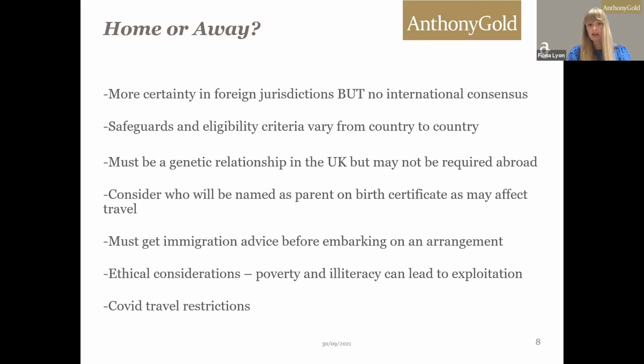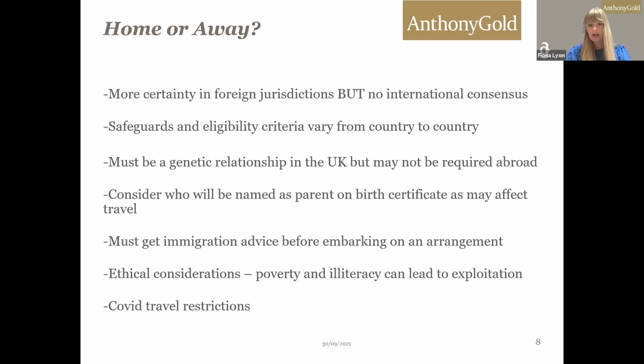Something that could be an advantage abroad is that you might not need to have a genetic relationship. You might be able to use both donor sperm and donor eggs to create the embryo. We can't do that in this country because there needs to be a biological link with one of the IP. So that could be an advantage. You need to think about who's going to be named on the birth certificate. Again, Sarah's going to talk about that in more detail. You really need to get immigration advice before you embark on this kind of trip, because as we'll see, this is quite complicated.